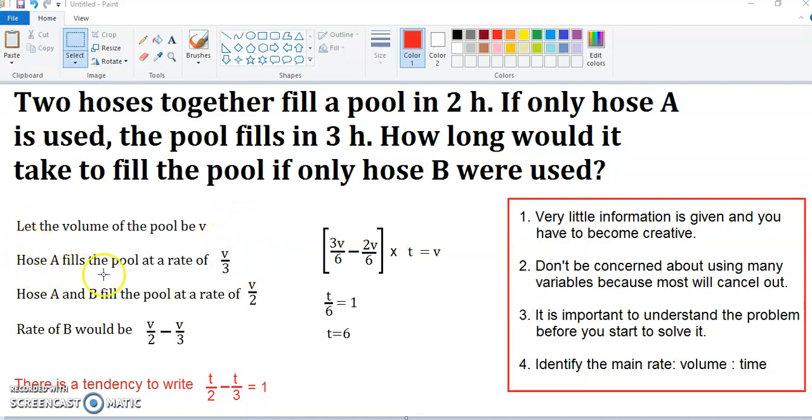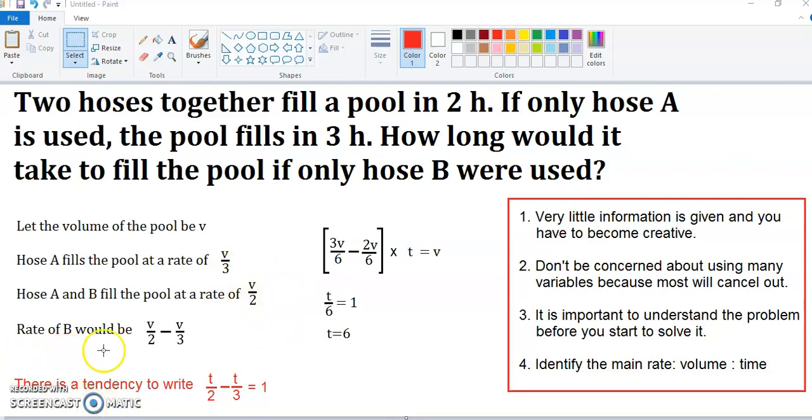So hose A fills the pool at a rate of V over 3, okay? That's the rate, V over 3 hours, because it says if hose A is used alone, the pool fills in 3 hours. And similarly, if A and B are used to fill the pool, the rate is V over 2, right? Because V over 3 times 3 is the whole volume of the pool, and similarly, V over 2 times 2 is the volume of the pool. Very simple, isn't it?